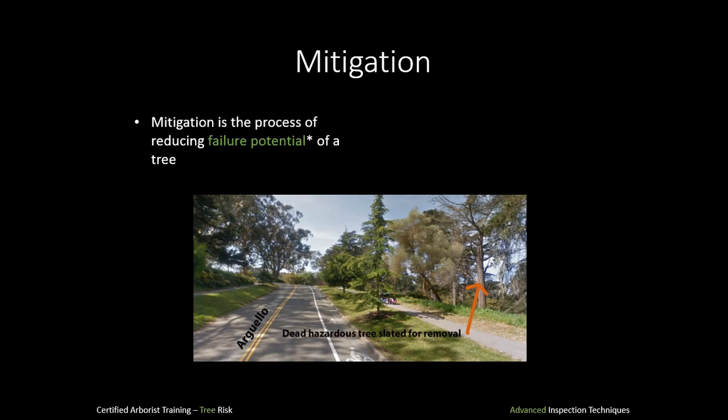So, risk management and mitigation. Mitigation is the process of reducing failure potential of a tree. And that's what the book says, but it also comes down to the targets. If you can remove the targets from the site or exclude them somehow, you reduce risk without doing anything to adjust failure potential.